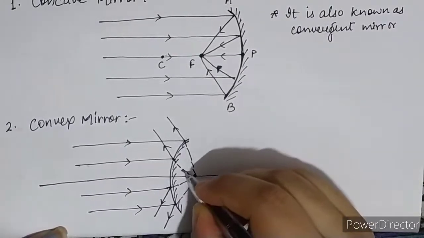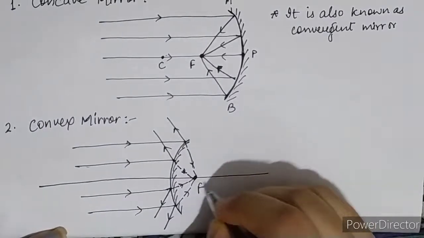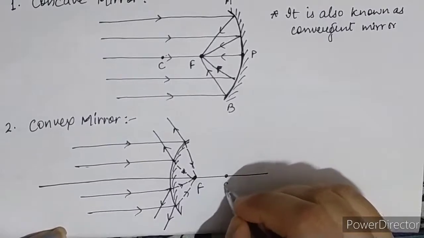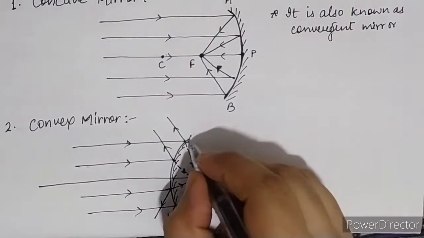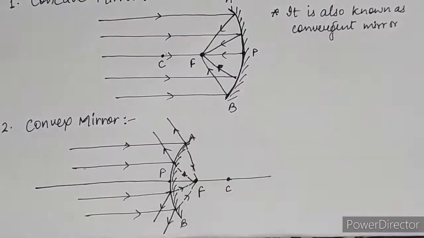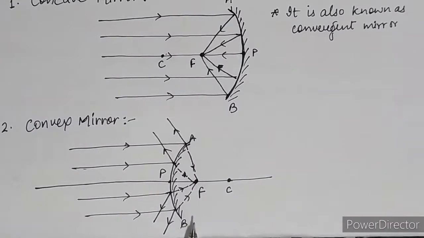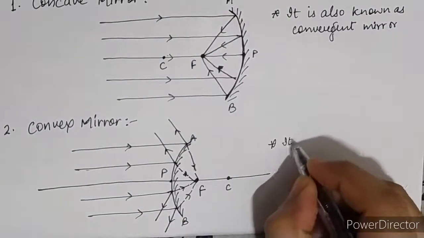And at a particular point they will meet, and that point will again be the focus, and this, the center of the sphere, is the center of curvature. This is the end A and B, and this is the pole P. In this, the parallel light rays diverge when they are incident on the reflecting surface of the convex mirror. That's why this mirror is also known as divergent mirror.